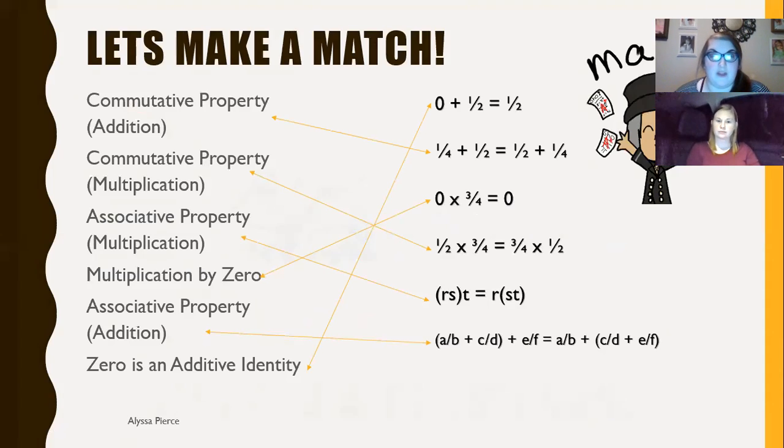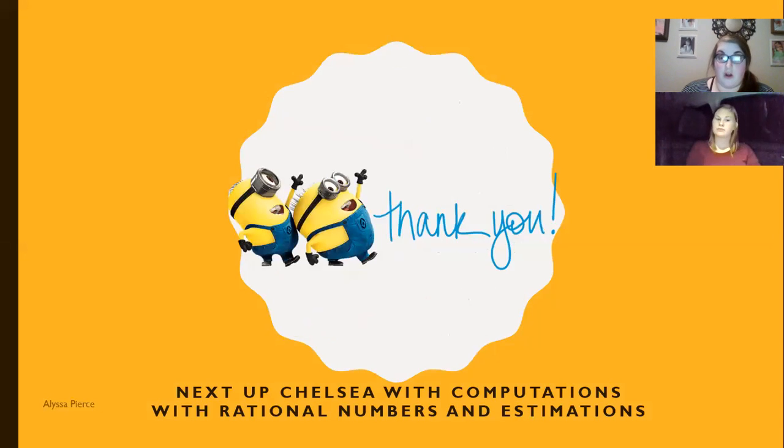So now that we've played that game, I just want to thank you for watching this presentation. Overall, my lesson should have taught you all that Henry Poincaré is right and that math is full of different things with the same name. And as confusing as it can get, it's still pretty easy to understand. So next up, Chelsea is going to give you computations with rational numbers and estimations.